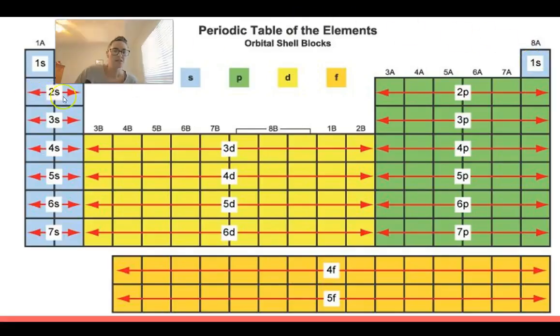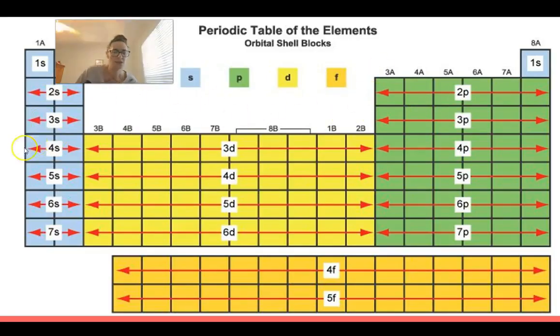Then moving down, this is the 2s sublevel. So for elements like lithium, which is right here, it would have electrons in the 1s sublevel and then one electron in the 2s sublevel. And then you just keep filling them left to right, top to bottom.